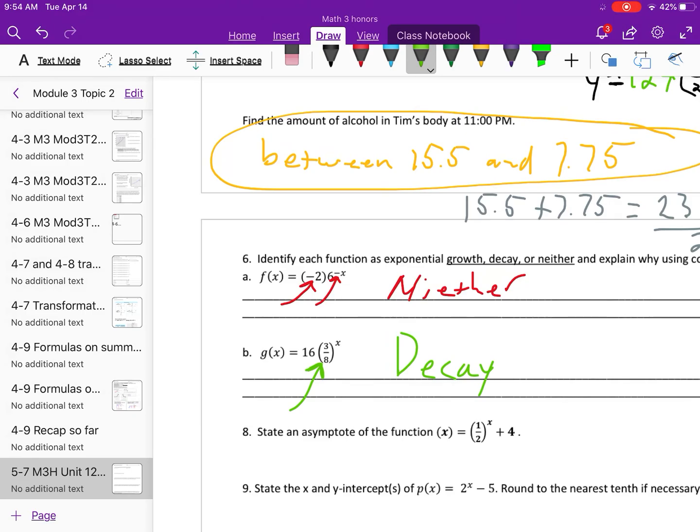And when I say a whole number, I shouldn't say whole number. I should say a number greater than 1. So 1.5, 5 halves, is still a growth, because it's greater than 1.